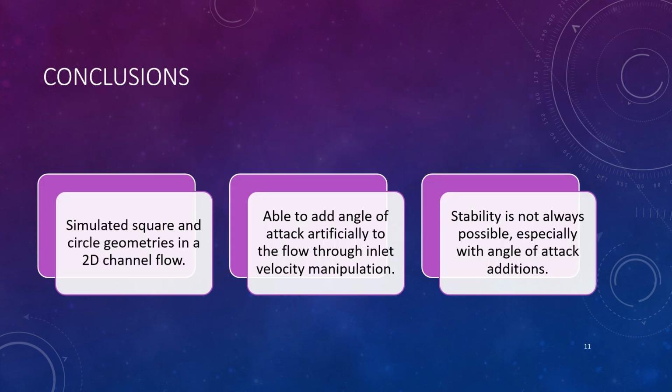In conclusion, I was able to simulate square and circle geometries inside of a 2D channel flow, and I was able to add angle of attack artificially to the flow through inlet velocity manipulation. However, stability was not always possible, and this especially showed with the angle of attack additions past 45 degrees.